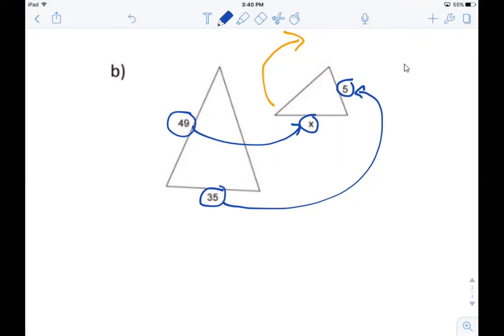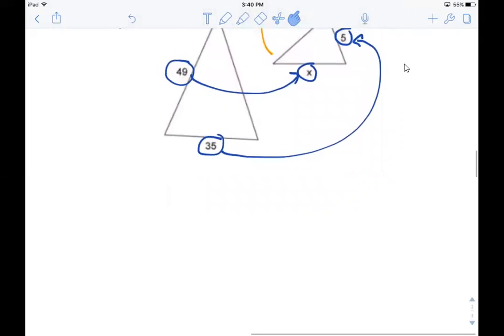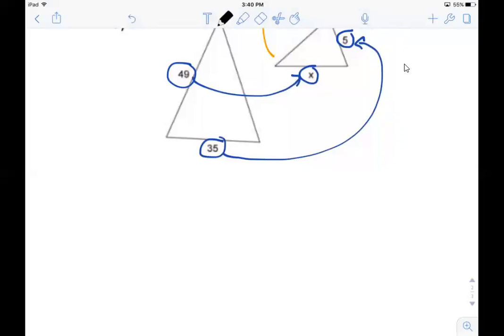So now we know which ones match up, and now we're going to try and use that to build our ratios. Well, always start with a complete one that you know. So for example, I know that the big triangle has a side that's 35, and more importantly, I know that the side that matches up with it in the other triangle is 5. So I put those together in a fraction. The other one has one side that's 49, but then a smaller side that I don't know that it matches up with. So that's my x.